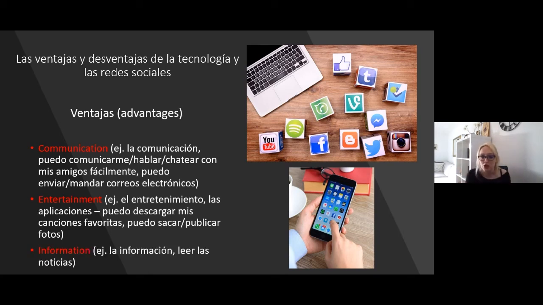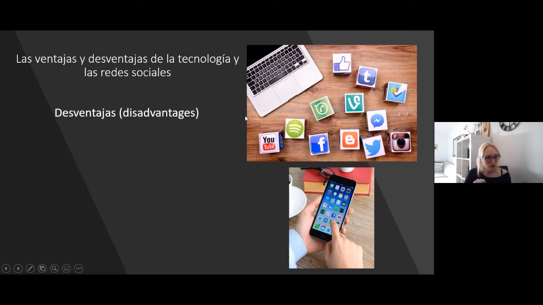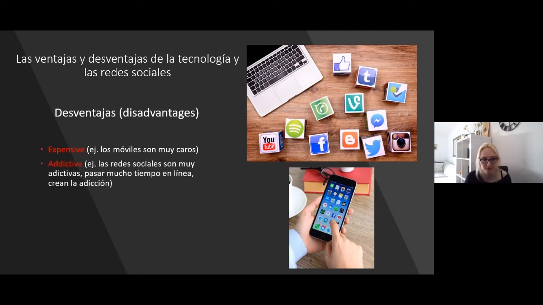They might talk about information in general, okay, that it provides information, la información. What else can you do with technology or social media? Leer las noticias, okay, you can read the news, for example. But they might also talk about the other side of the argument, you know, desventajas, disadvantages, okay? So somebody might say something like, los móviles son muy caros. Okay, mobiles are very expensive. That's a negative of social media, of technology, let's say.